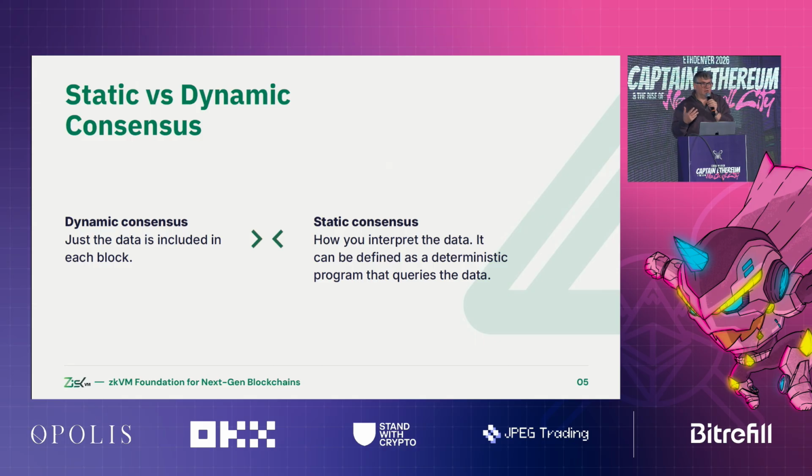So defining a new blockchain can be as easy as defining this static consensus and just starting to put data, so you don't need to do any fork on the main chain.